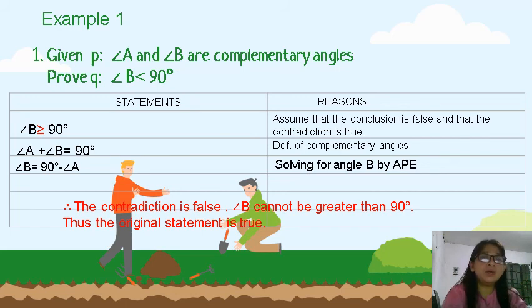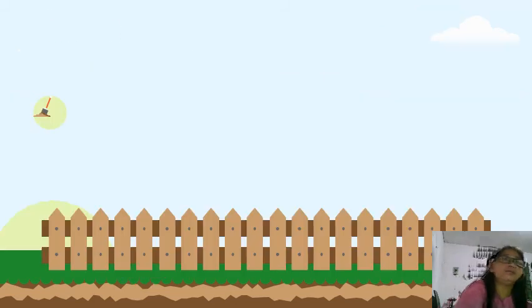Angle B cannot be greater than 90. Thus, the original statement is true. Because as you can see, we need to subtract angle A from 90. So the contradiction is false. Angle B cannot be greater than 90.